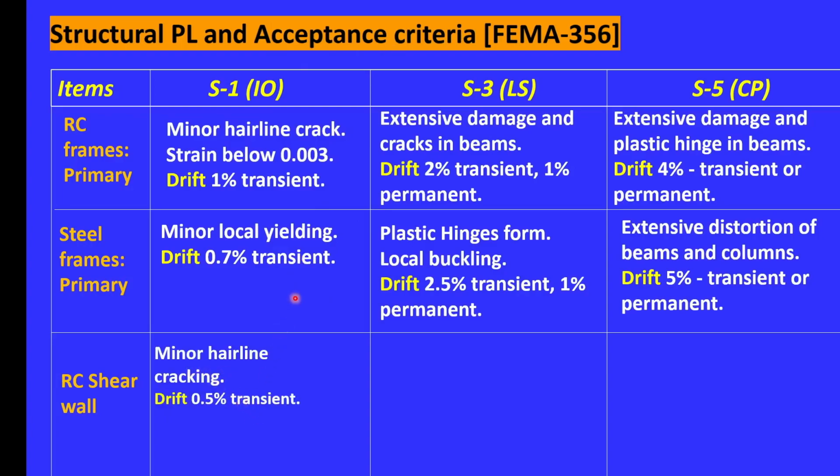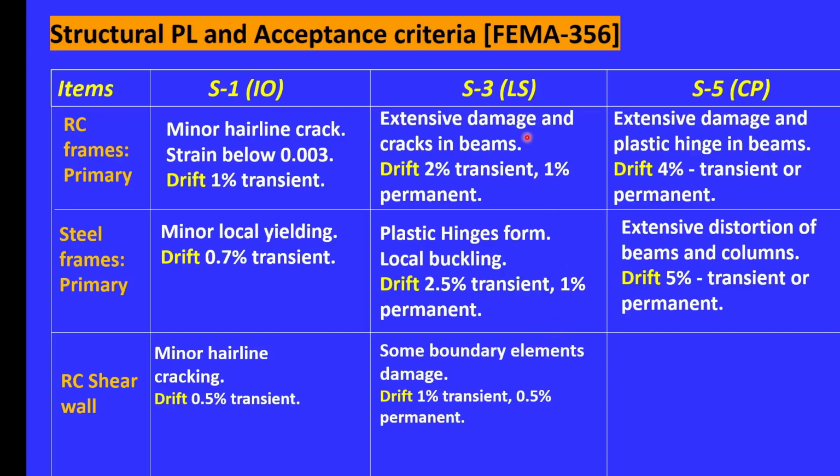So minor hairline cracking in the immediate occupancy system, drift only 0.5% transient. For life safety shear wall, some boundary elements may get damaged, drift 1% transient and 0.5% permanent drift. For collapse prevention shear wall, major flexural and shear cracks may develop, drift 2% transient or permanent. So for shear wall, as I said, all the criteria are more stringent than beams and other members in the RC or steel frames. So this gives a matrix.